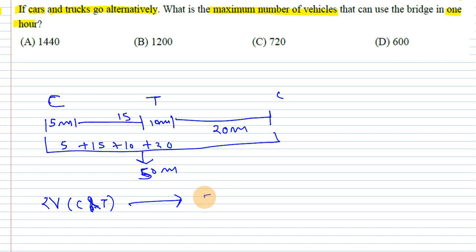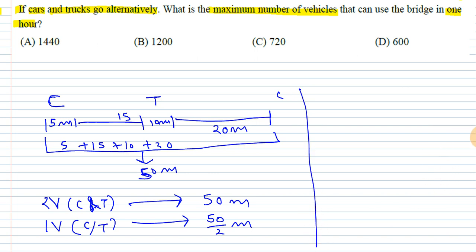So for one vehicle, we are basically taking the average of the car and truck. So one vehicle can be a car or a truck, it can be anyone. So one vehicle will be covering a distance of 50 by 2 meter, right? Okay.